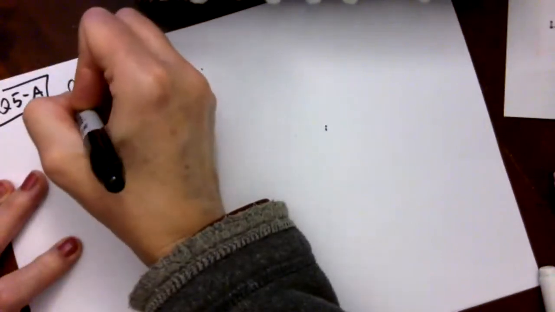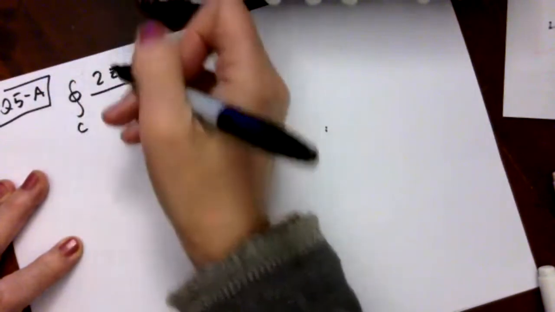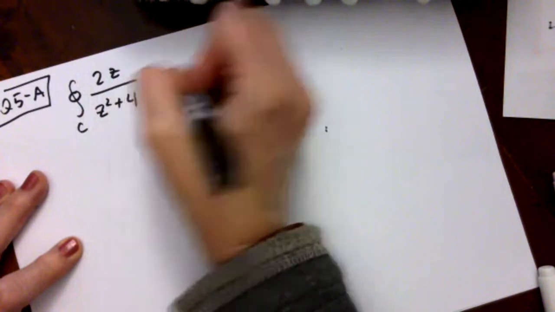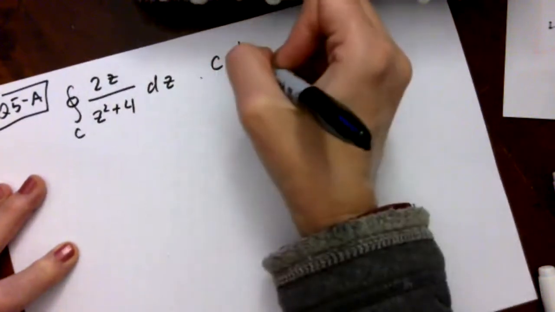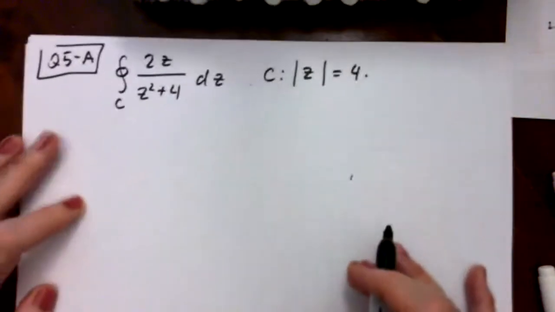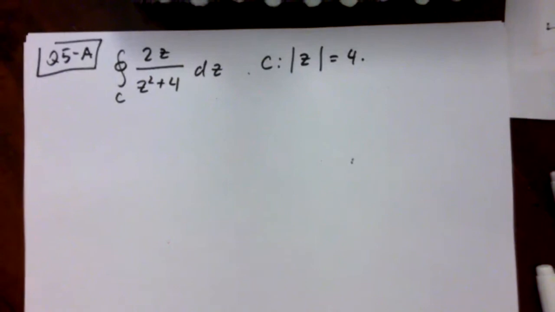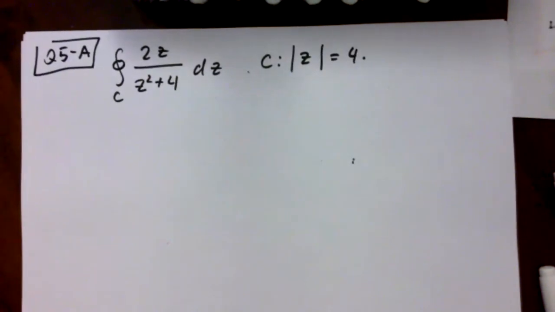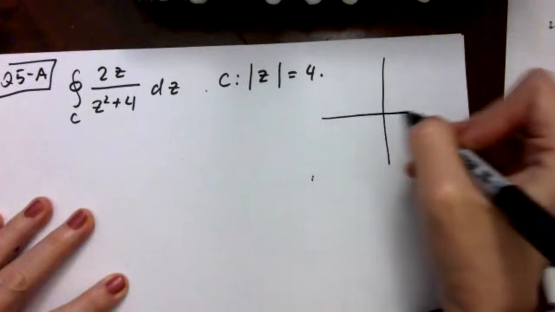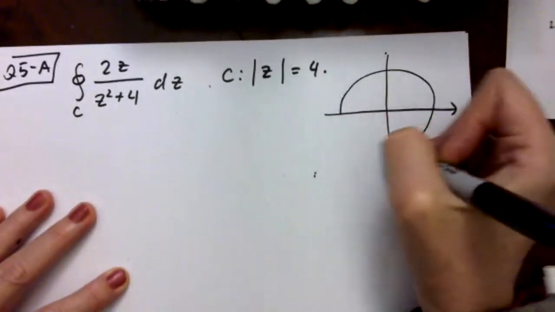So question 5a looks like this: the integral of 2z divided by z squared plus 4 dz, and the contour is the circle of radius 4. So let's try and apply this beautiful theorem. What can we do? First of all, we need to draw the contour, of course. This is a circle with radius 4, quite a big radius.